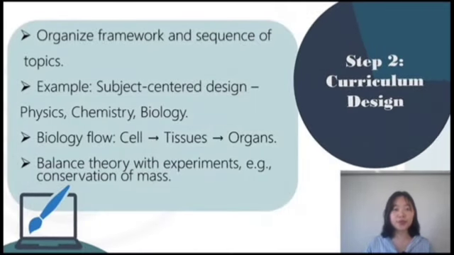Step 2 is curriculum design. Once we know the goals, we move to design. That's where we decide how to organize topics and in what order. In science, this could mean teaching biology starting with cells, then tissues, and then organ systems, so that it flows logically. And we don't just keep it to theory. For example, when we introduce the law of conservation of mass, we can plan both an explanation and a hands-on experiment.